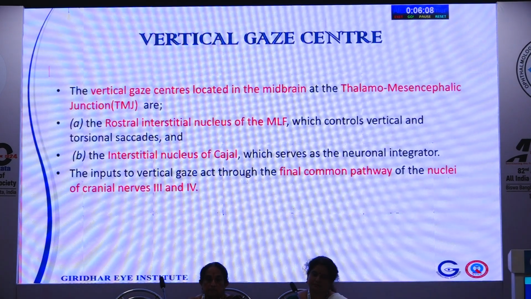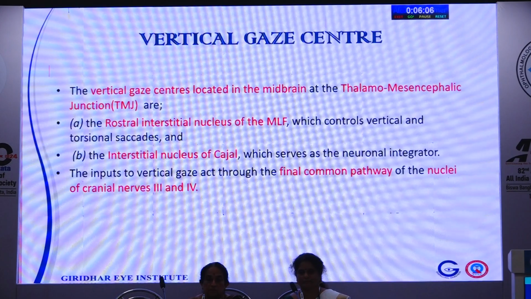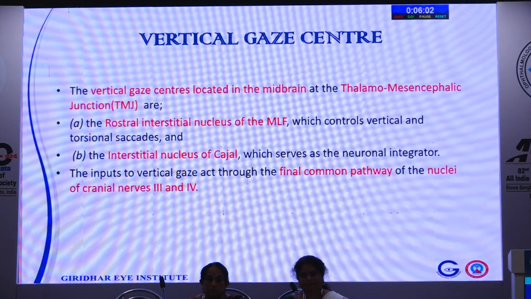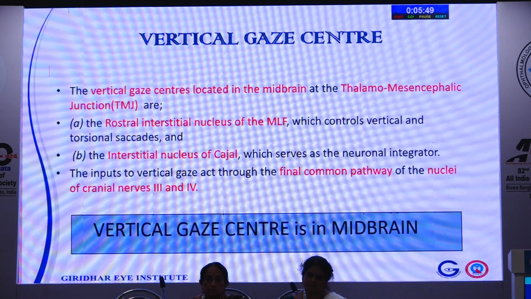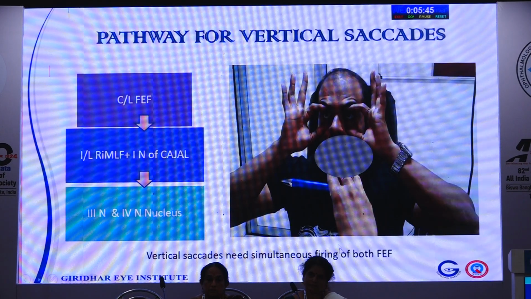Now coming to the vertical gaze center. The vertical gaze center is different. It's in the midbrain at the thalamo-mesencephalic junction. You have two important nuclei. If it's difficult, forget about it: the rostral interstitial nucleus of the MLF and the interstitial nucleus of Cajal. The important thing is the final pathways to cranial nerves 3 and 4, which make the upward and downward movement. So let's see some videos. The thing to remember is the vertical gaze center is in the midbrain. So let's look at this video.